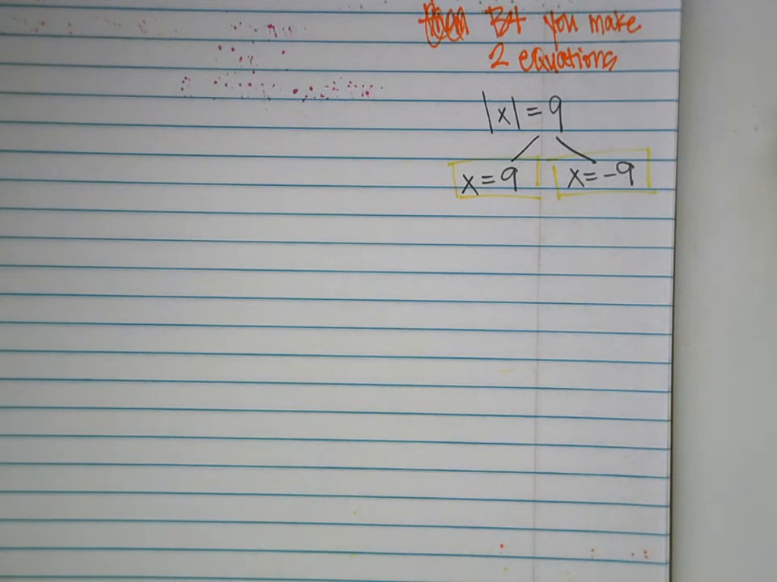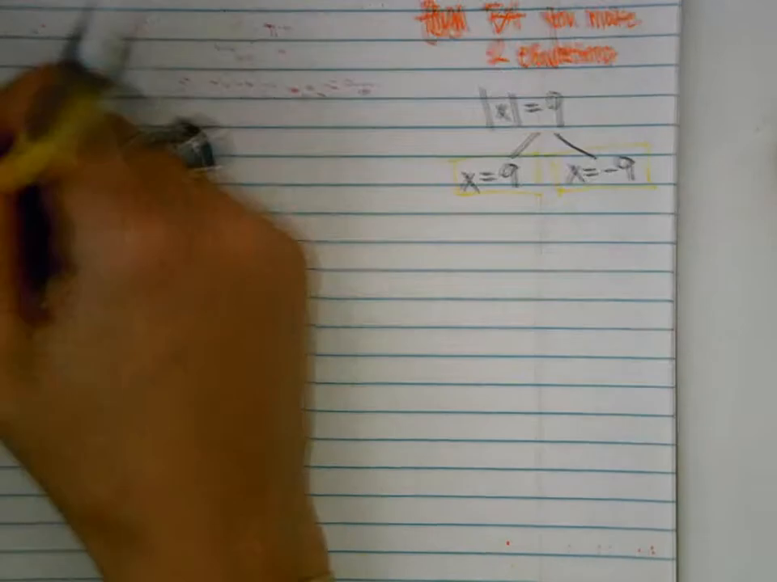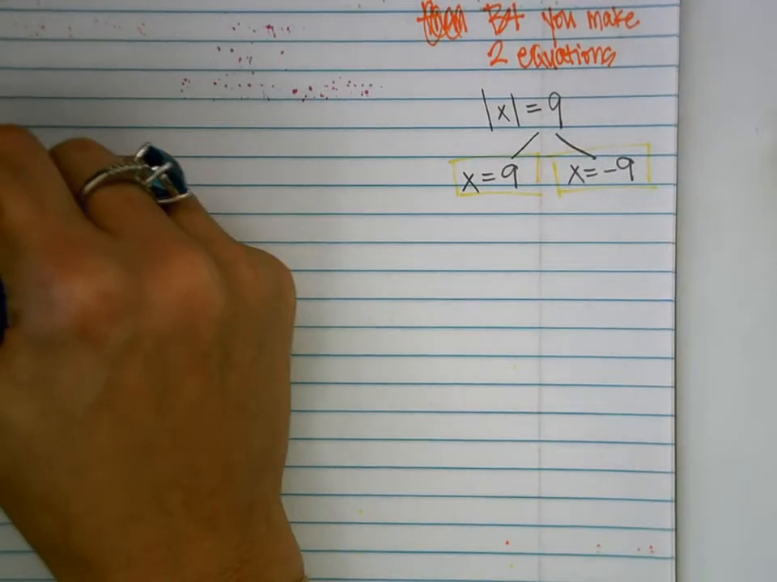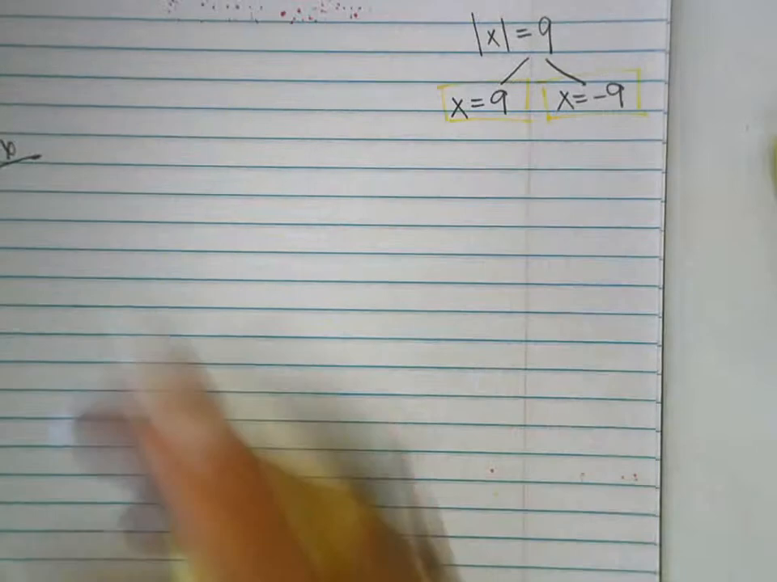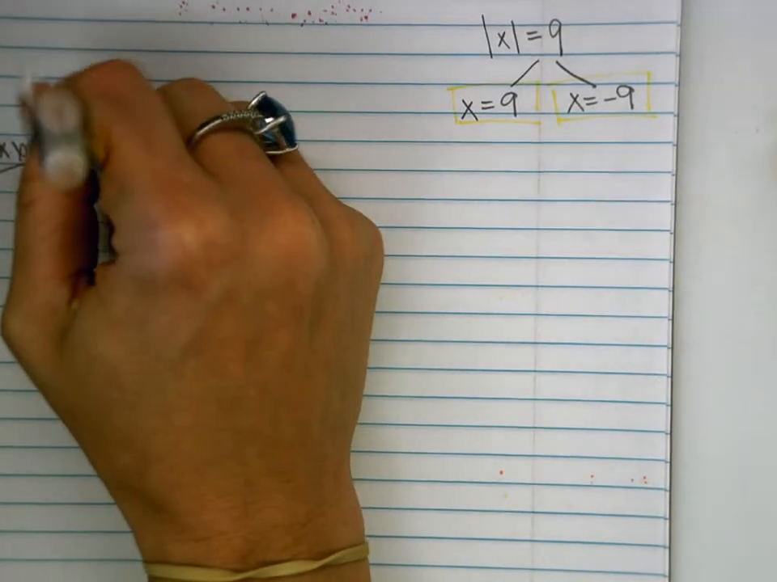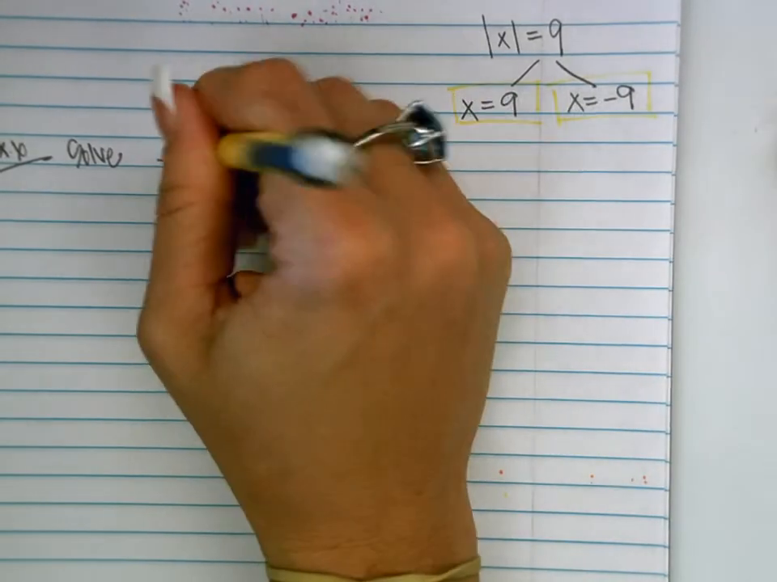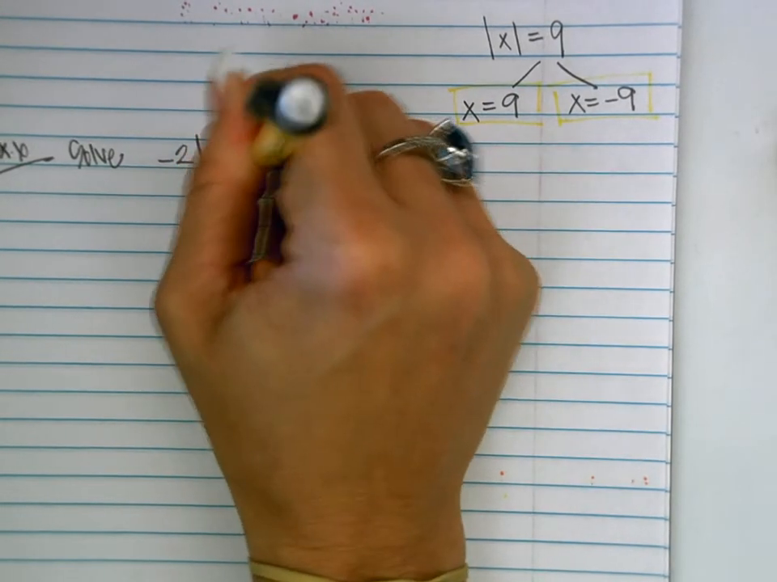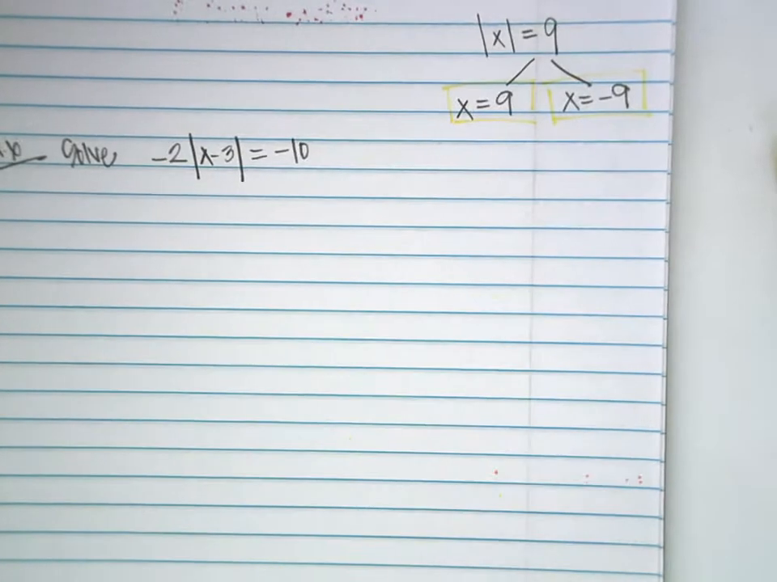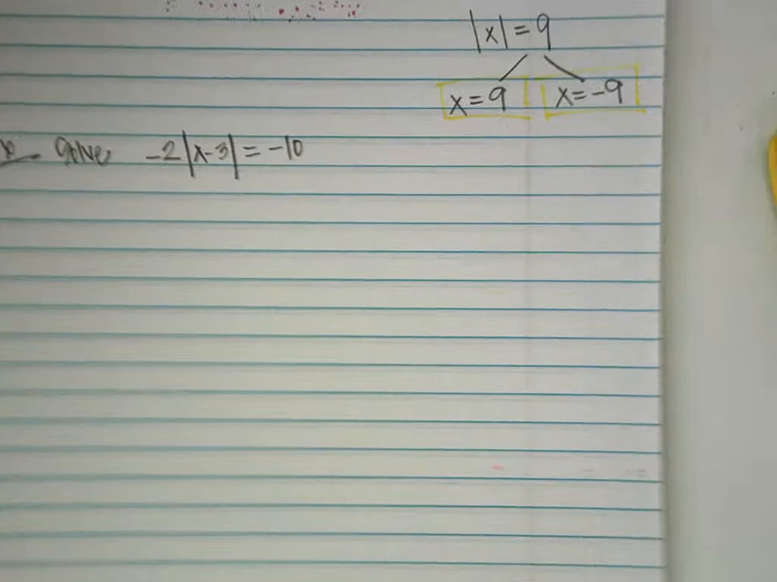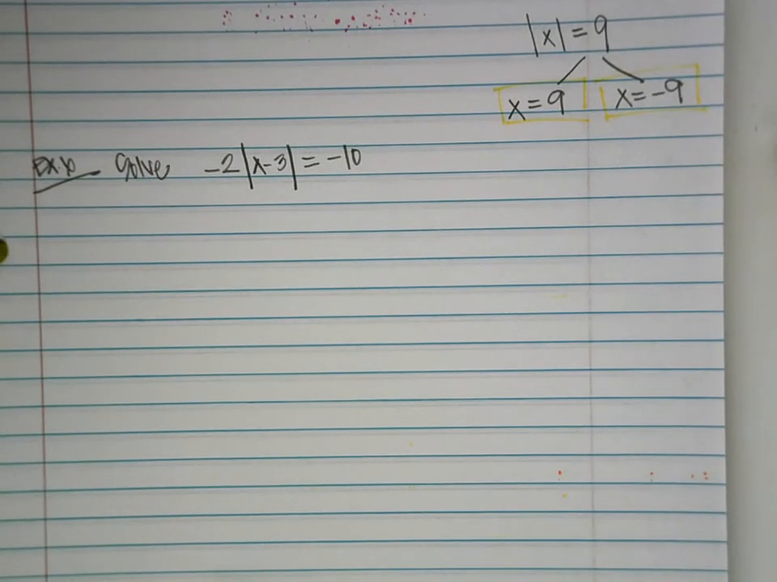That makes you happy. Okay, let's try another one. I'm going to try 2 more with you. Number 6, 2 more and then we'll be done. Again, I want you to solve negative 2 times the absolute value of x minus 3 equals negative 10.